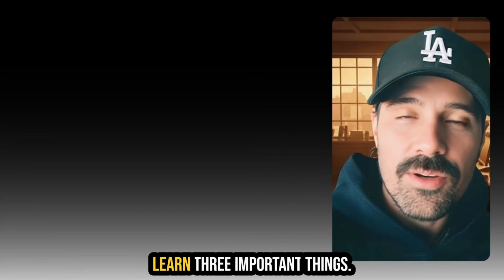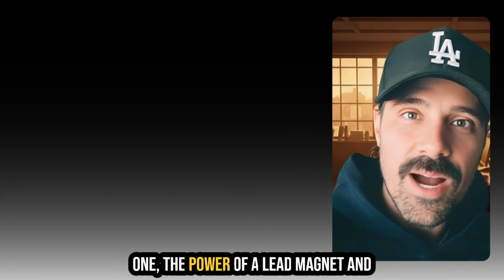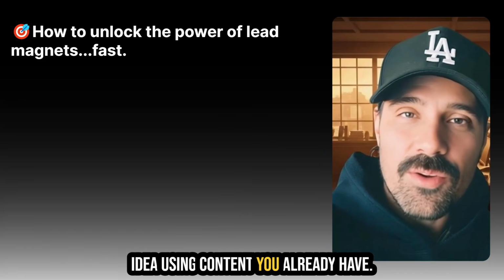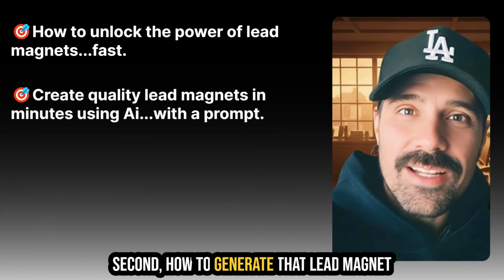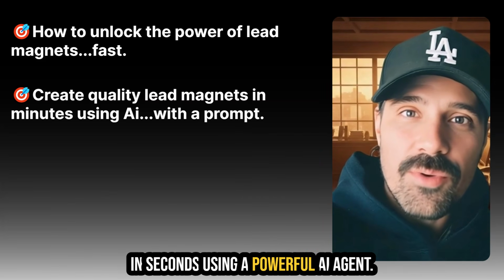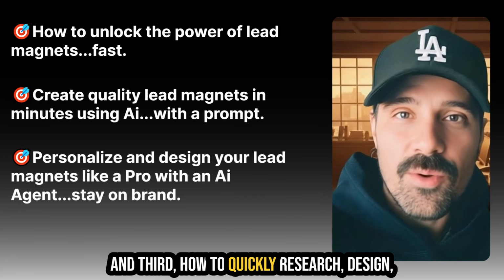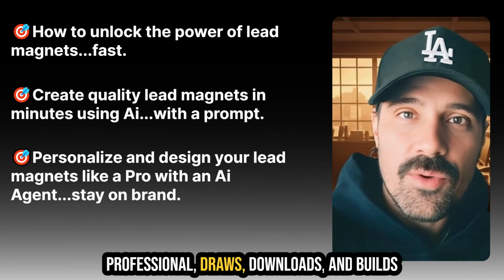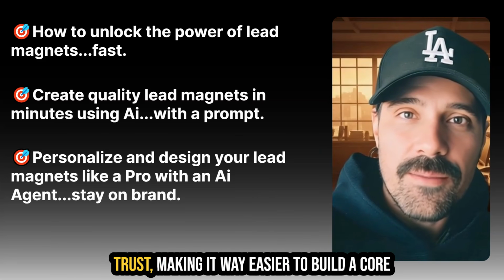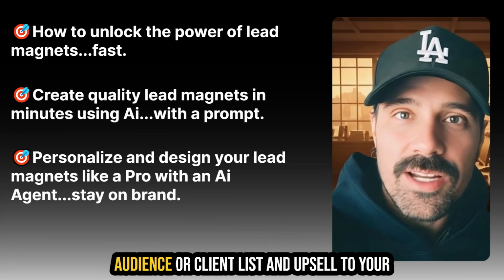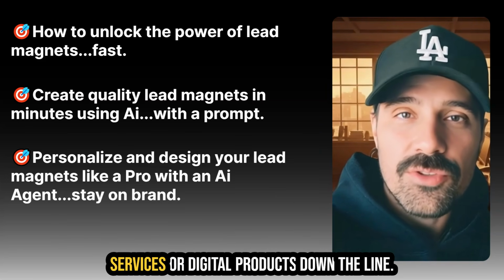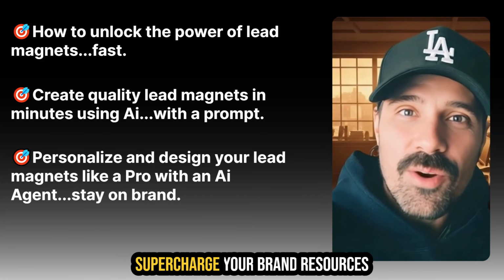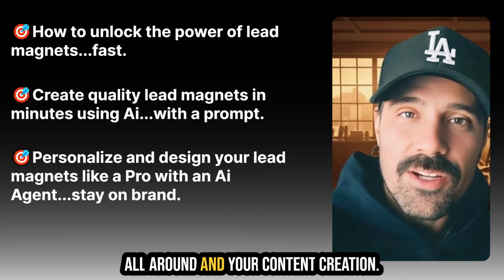In this video, you're going to learn 3 important things. 1, the power of a lead magnet and how to identify the perfect lead magnet idea using content you already have. 2nd, how to generate that lead magnet in seconds using a powerful AI agent. And 3rd, how to quickly research, design, and polish your lead magnets so it looks professional, draws downloads, and builds trust, making it way easier to build a core audience or client list and upsell to your services or digital products down the line. Plus, you'll discover how Gamma can supercharge your brand resources all around and your content creation.